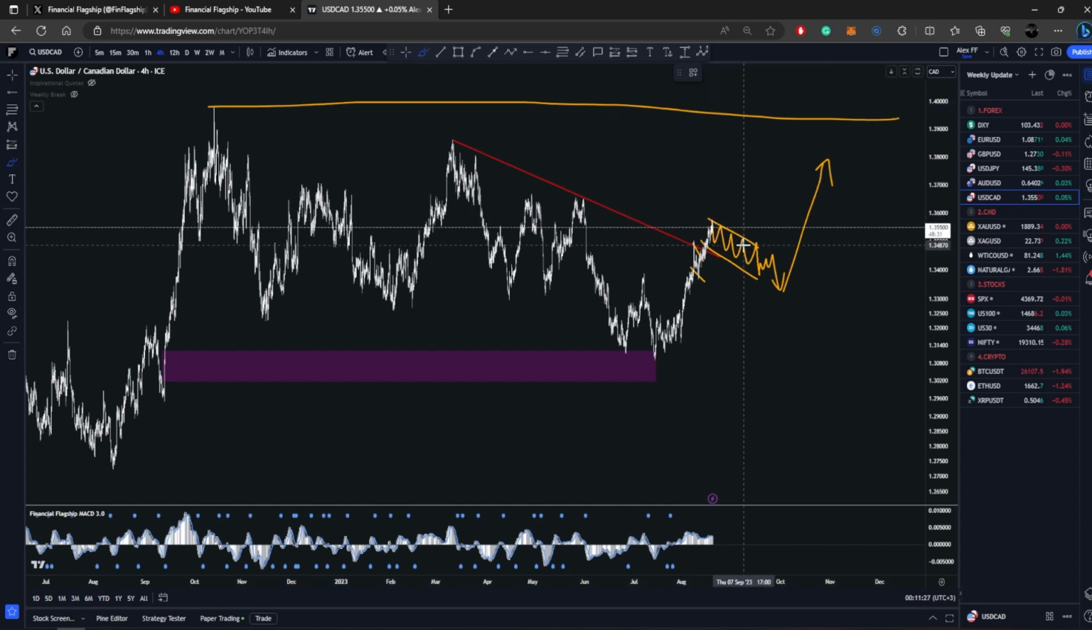Let it drop, let it correct, and then we'll go with this buy setup. Okay. Let's move on to gold.